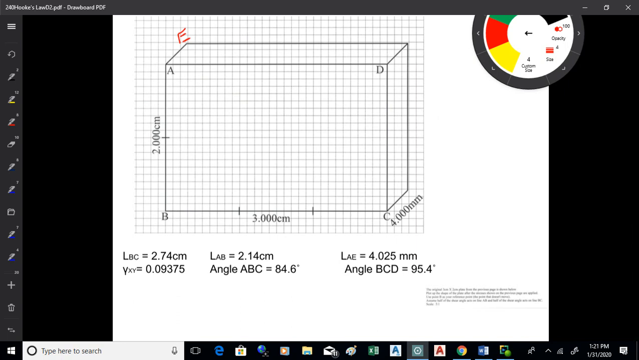Now, gamma is 0.09375. Now, you can look at this in different ways to plot up what will happen to angle ABC and BCD. But angle ABC should come out to be 84.6 degrees, and angle BCD should come out to be 95.4 degrees. Okay? So that's the information that we would start with to get the final shape of this thing plotted up.